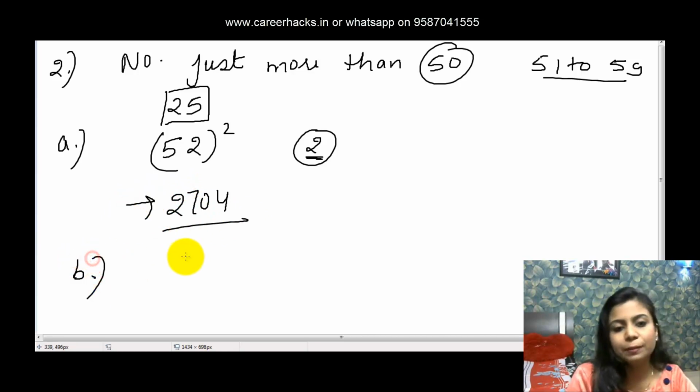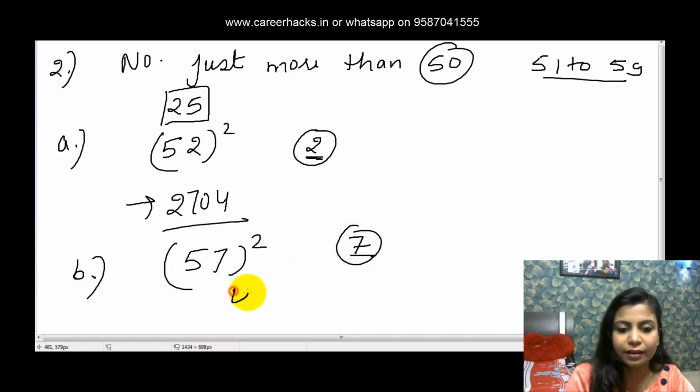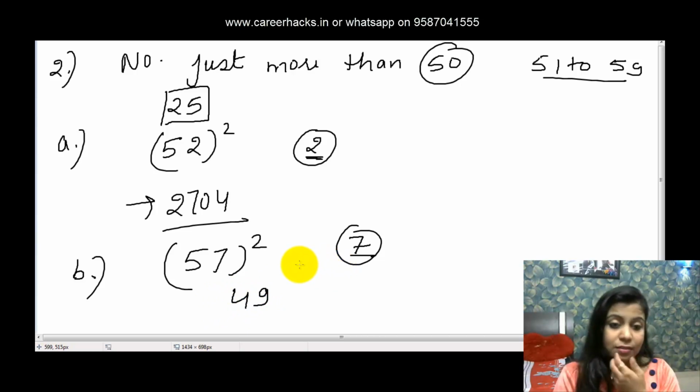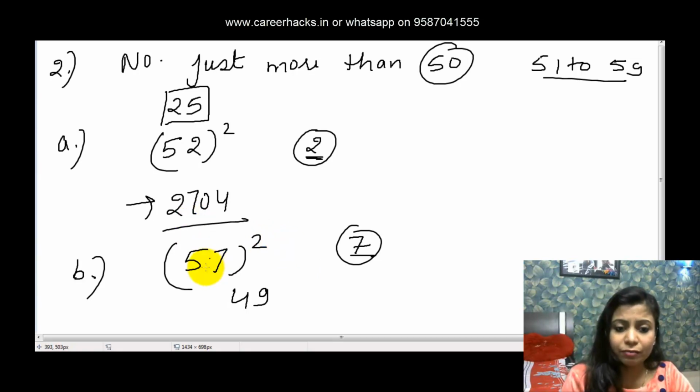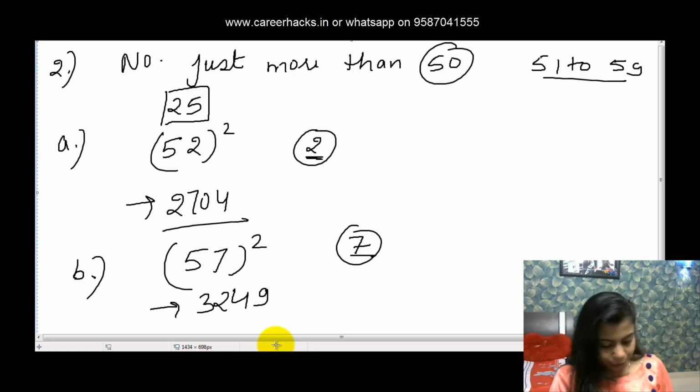Let's take one more example. Suppose 57 square. How much is it more than 50? It is 7 more than 50. So we do the square of 7, that is 49, and the 7 will be added to 25. So 25 plus 7 is 32. So this is the square of 57: 3249. So in a very easy manner you can find the squares of numbers just less than 50 and more than 50.